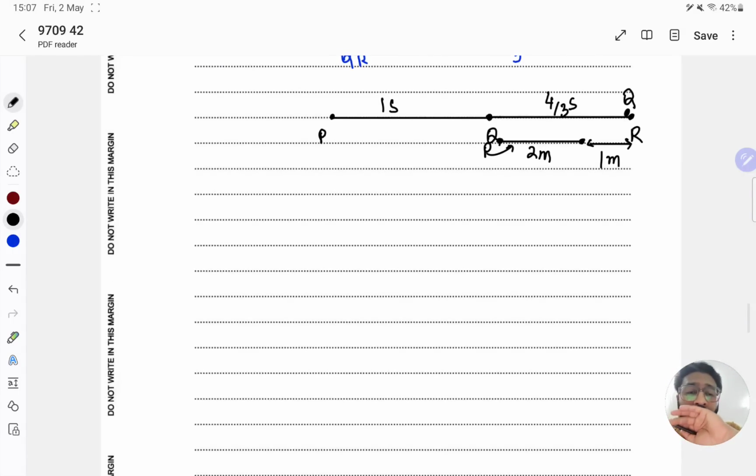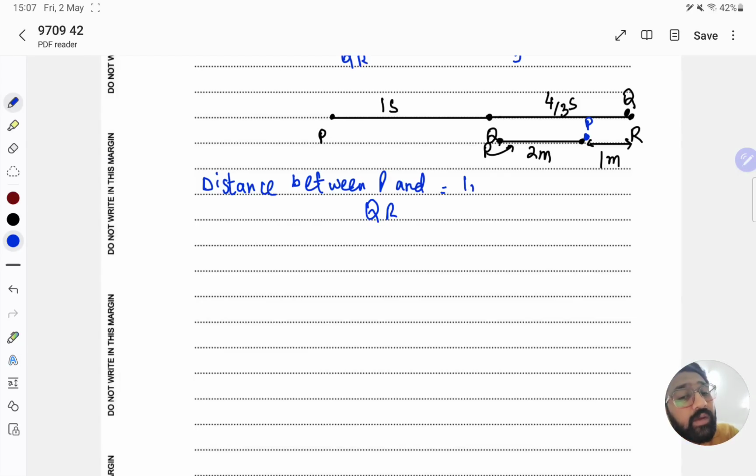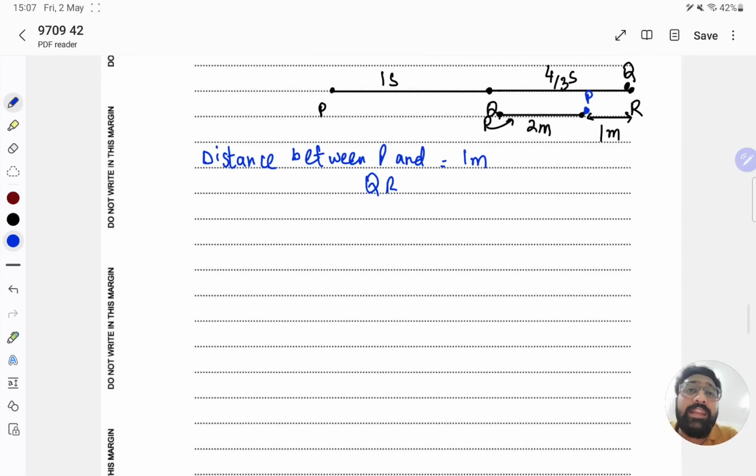Now let me write down the distance between P and QR. Now the object P has reached over here. How much distance is it? 1 meter. Okay. Now let's find out the relative speed.